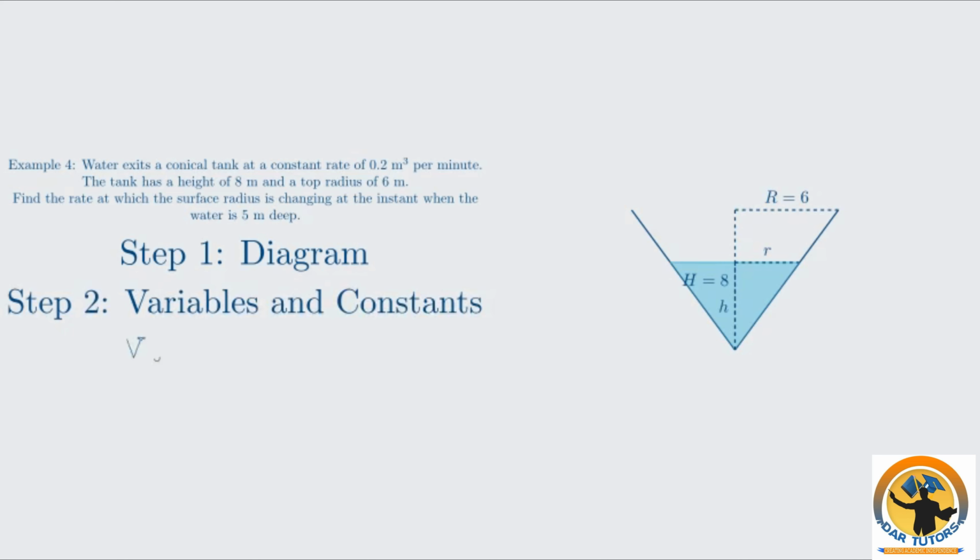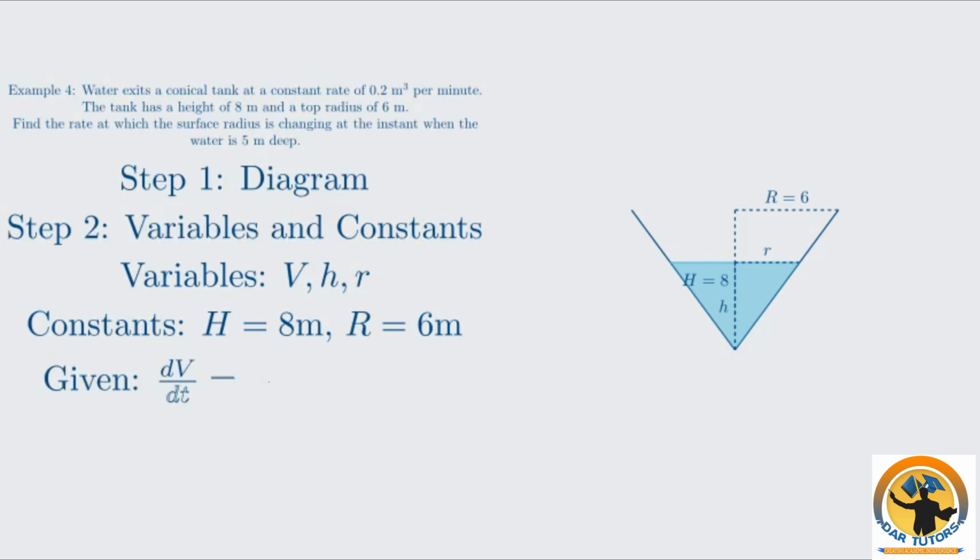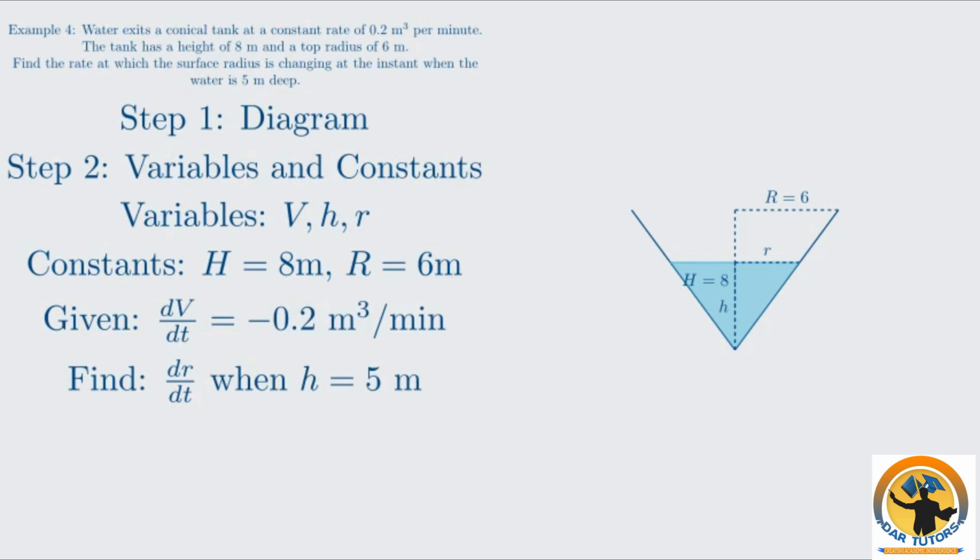Step 2. Variables and constants. The constants are the tank's dimensions, H is 8 and R is 6. The variables are the water's volume V, height h, and radius r. We are given that dV/dt is negative 0.2 cubic meters per minute. It's negative because the water is exiting, so the volume is decreasing. We need to find dr/dt when the water height h is 5 meters.